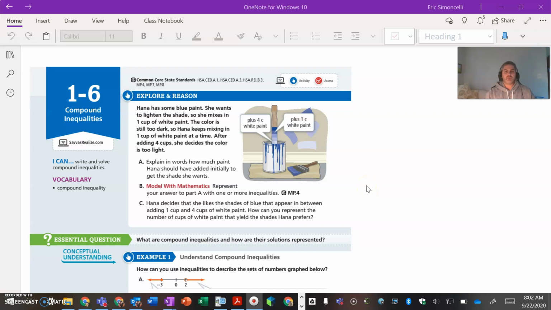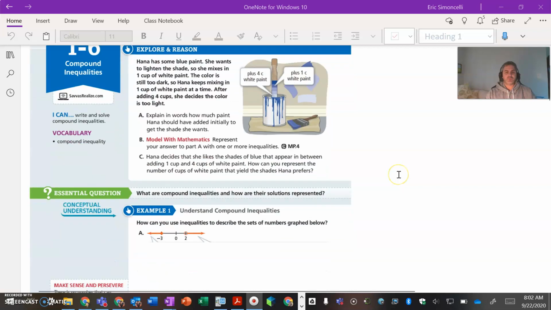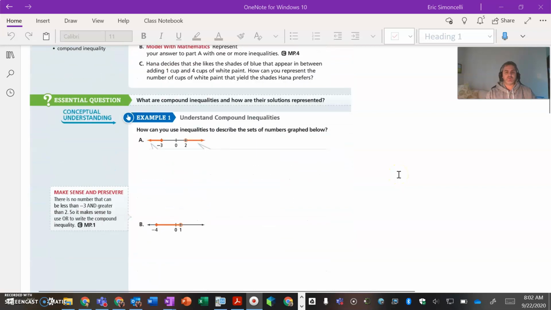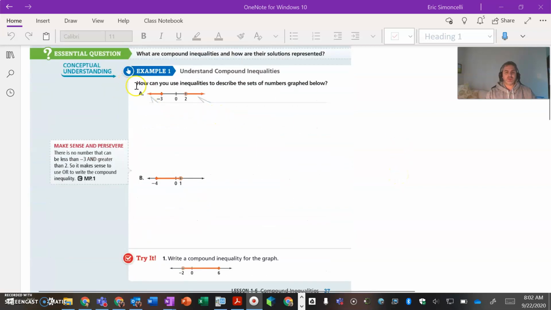Hello students, today we're going to be taking a look at section 1.6, compound inequalities. So example 1, understand compound inequalities. How can you use inequalities to describe the sets of numbers graphed below?